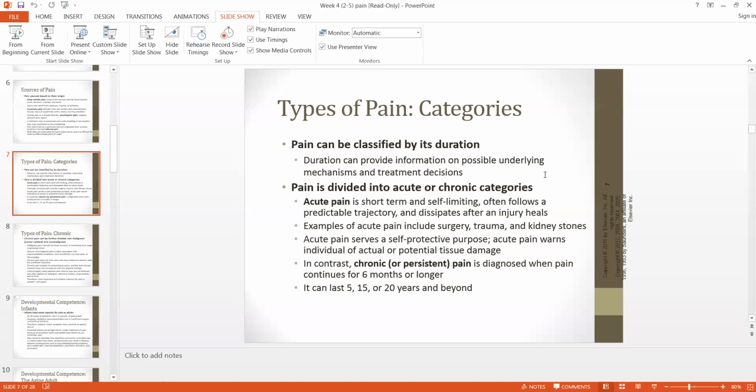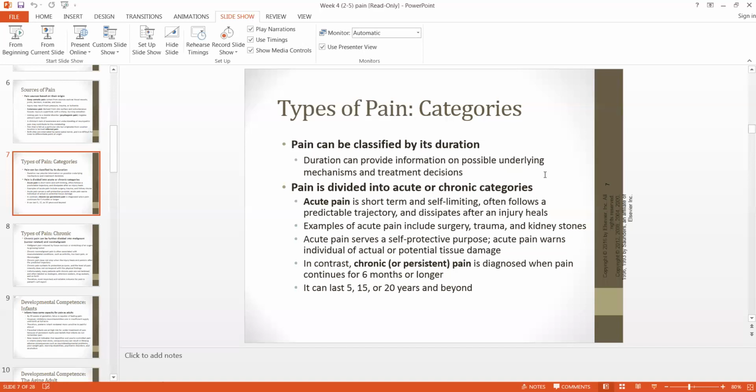And then kidney stones are a really classic descriptor of acute pain. We take the stone out, the stone is passed, it's gone one way or the other, and we don't have kidney stone pain anymore because the stone's not there.